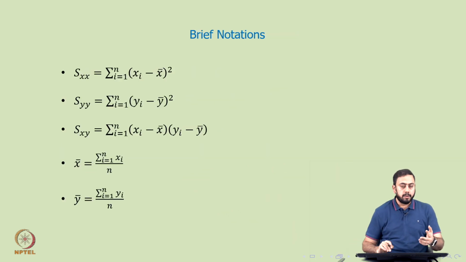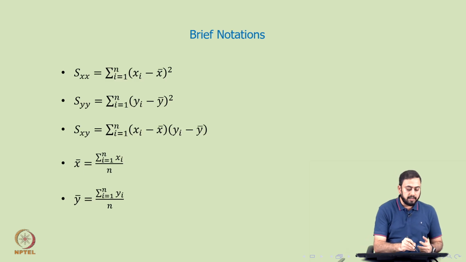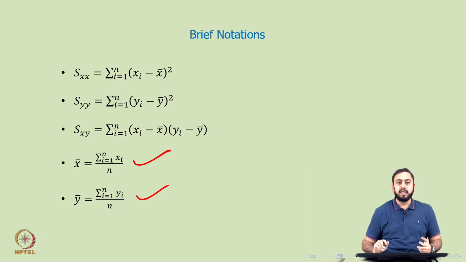Alright, now there is no point of going deeper into the notations, these are just brief notations to begin with. So Sxx, Syy, Sxy. Why do you see a capital S here? Because they denote sum of squares, either in terms of only x or only y or the cross product between xi and yi, and down the line this is nothing but the sample mean of x and the sample mean of y.